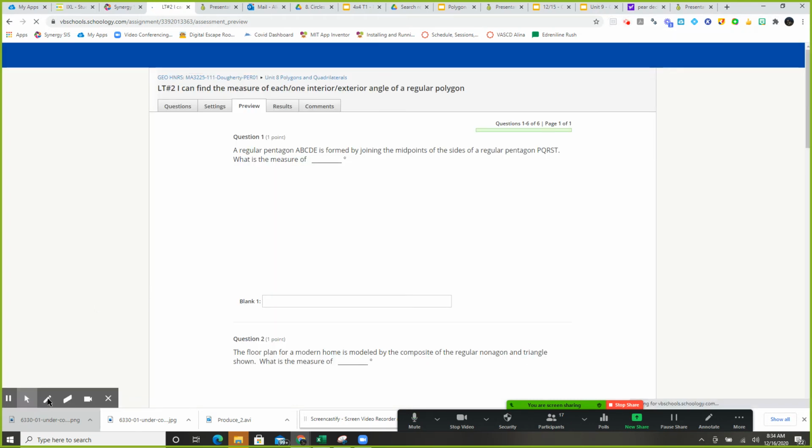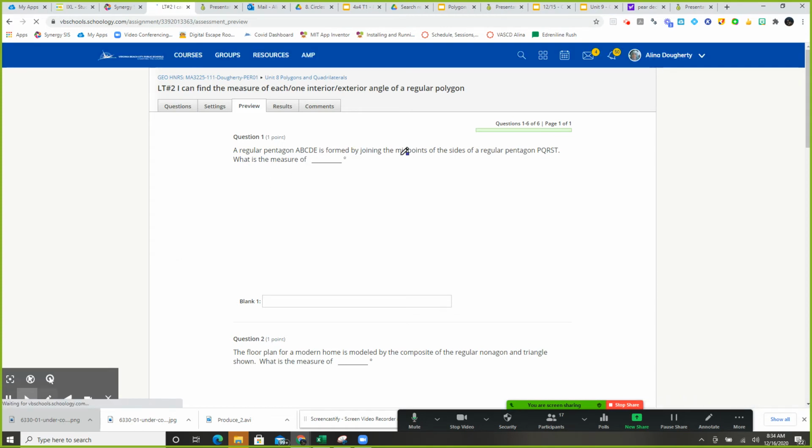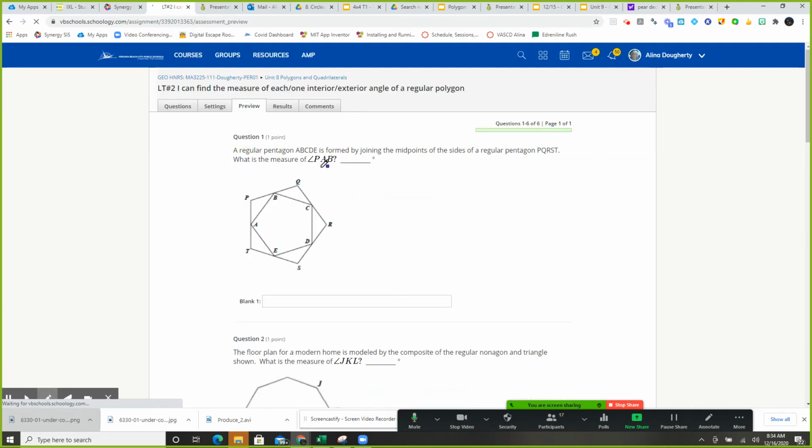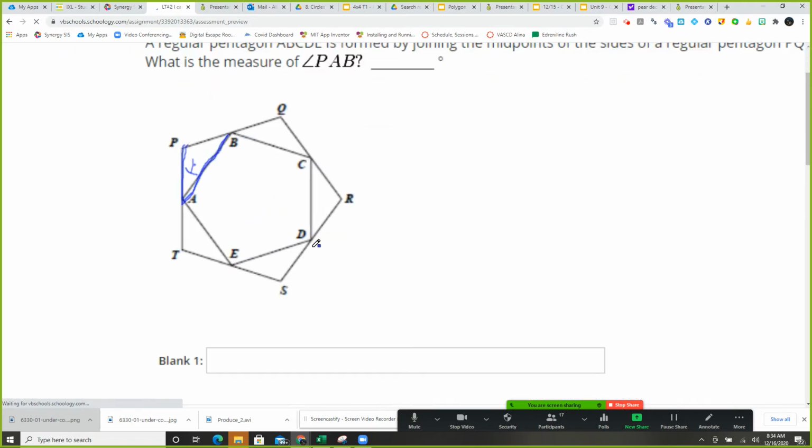All right. It says regular pentagon ABCDE is formed by joining the midpoints of the sides of regular pentagon PQRST. I feel like there should be a picture there. Ah, there's the picture. What is the measure of PAB? So if I go from P to A to B, I'm talking about this angle right here. That's the one I want to know. So talk me through that. How would I think about that? If I can make that bigger.